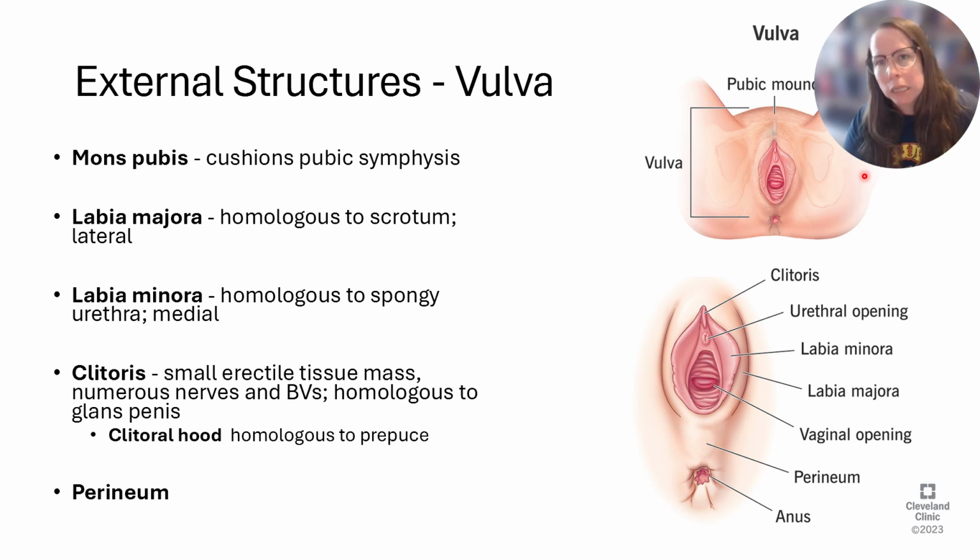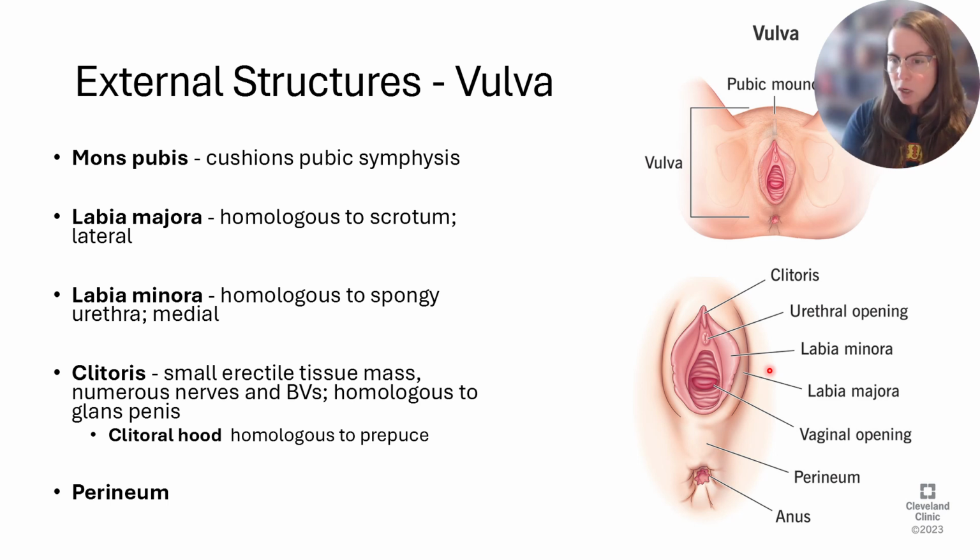The vulva contains a lot of different structures. At the top here, because the woman is laying down, this is where we have what's called your mons pubis. It's actually a pad of fat that's on top of the pubic symphysis and actually cushions it, okay? And then sort of surrounding the vaginal opening, we have two fleshy structures. The outer sort of fattier structure here, this is where you have pubic hair. This is called the labia majora, and this is homologous to the scrotum.